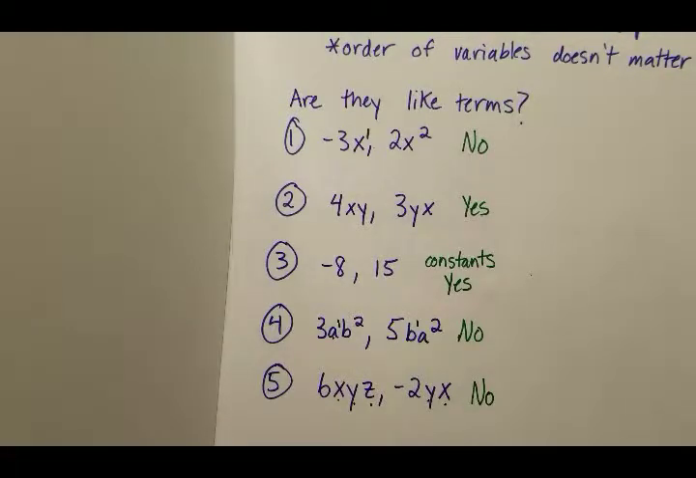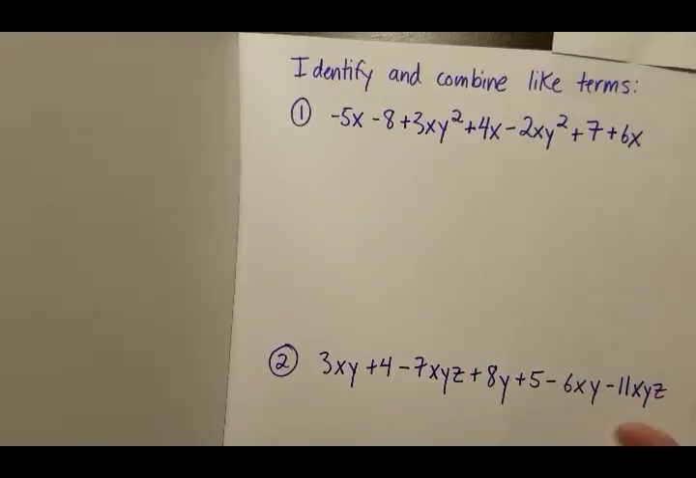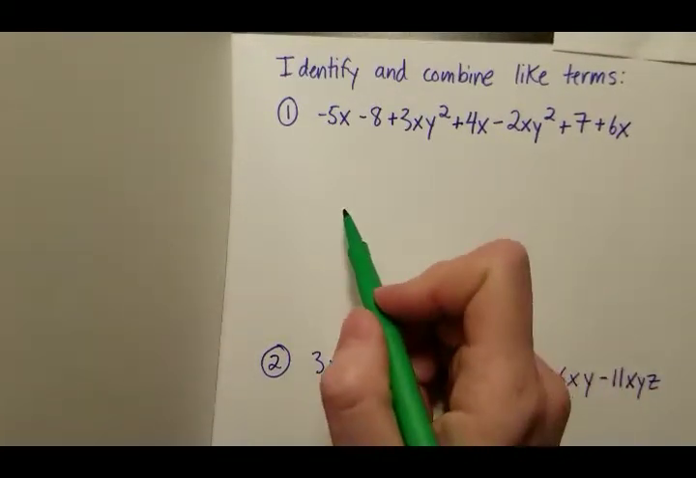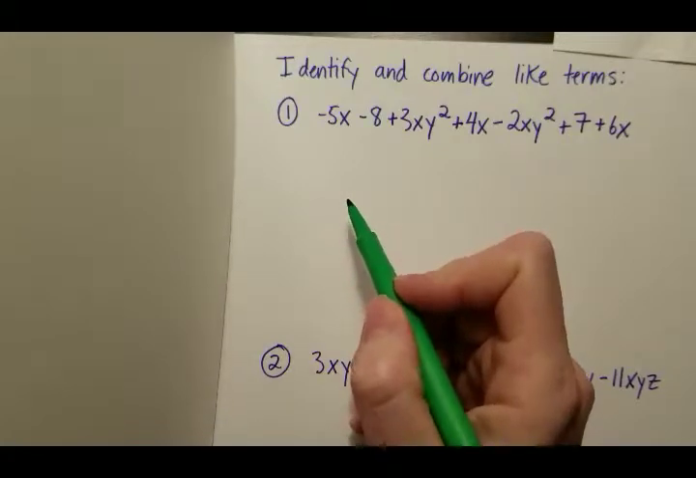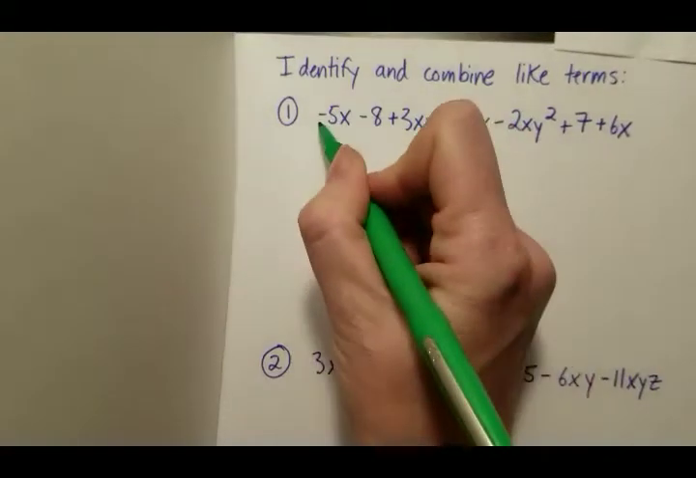All right, now that we can identify whether terms are like or not, we need to talk about combining them. Let's look at some longer examples here. We're going to go through and identify all the like terms first. I like using different colors to do this, or different shapes to circle them. It helps you organize them sometimes.